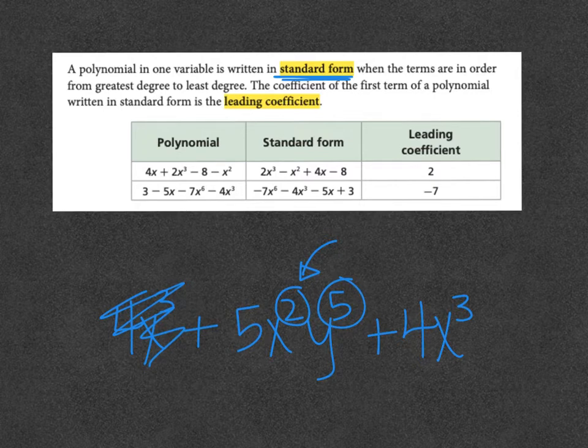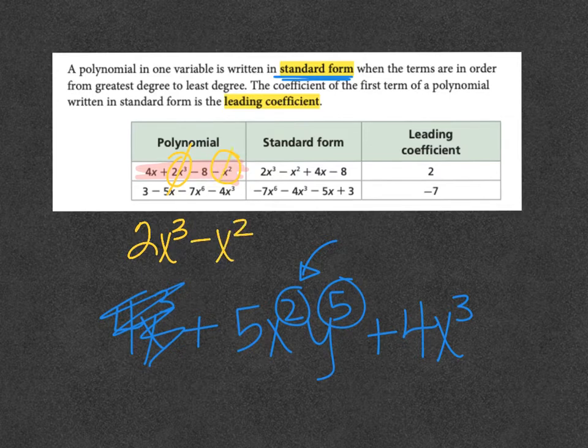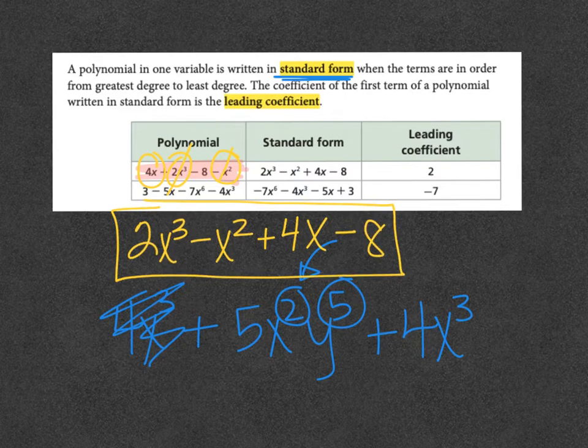Okay, so let's look at this top example here. Okay, I've got 4x plus 2x cubed minus 8 minus x squared. So I'm going to look for the biggest degree. Well, my biggest degree, it looks like, is the cubed here. So I'm going to start with 2x cubed. Okay, I use that one. My next greatest exponent is this x squared, so minus x squared. Okay, my next one is 4x, because there's really a 1 by that x, so plus 4x. And then my constant term, which is minus 8. Now I put that, this is called standard form.